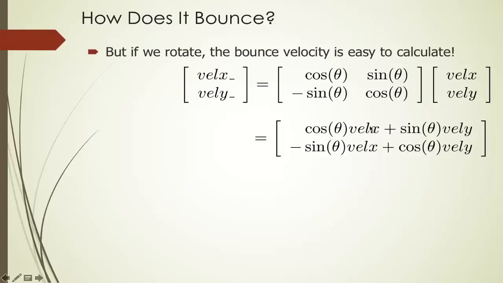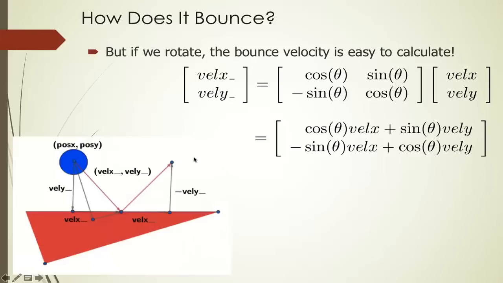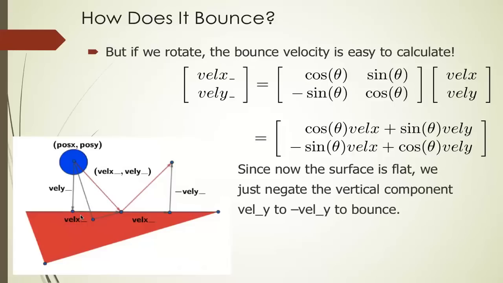So you matrix multiply to rotate. So here's the picture. After I rotate it, vel x, vel y is still the same velocity, but now it's rotated and everything is horizontal and vertical, so it's easy to visualize. So in this new rotated system, it's easy to bounce because this is now level.